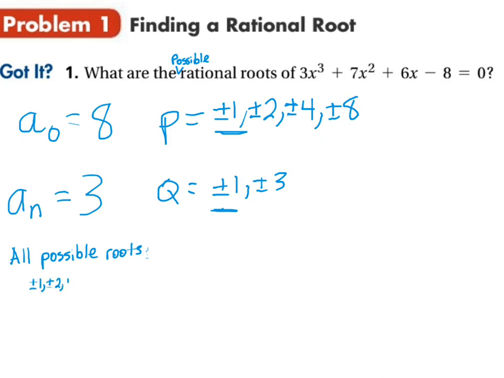So we have plus and minus 1, 2, plus and minus 4, plus and minus 8. Those have to be options because that's putting it over 1. And then now we're going to list all of p's over the 3. And so it's going to be plus and minus 1/3, plus and minus 2/3, plus and minus 4/3, plus and minus 8/3. So that's all possible rational roots.